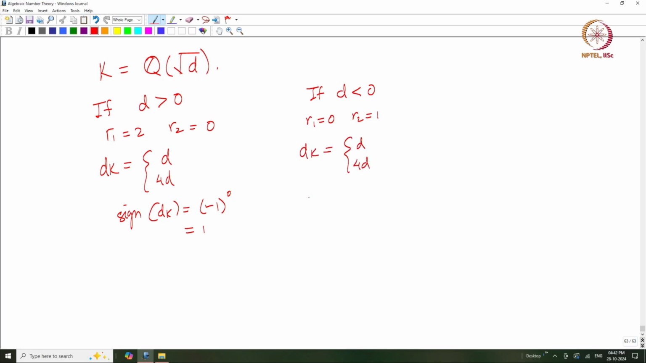I am not going to write it down, and you see that sign of dk is minus 1 to the 1, which is minus 1. So, it is a negative. So, this is the exercise that I gave you.